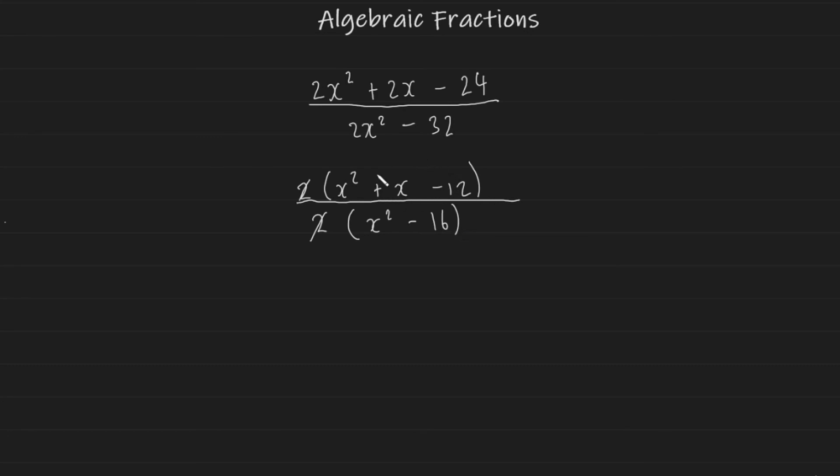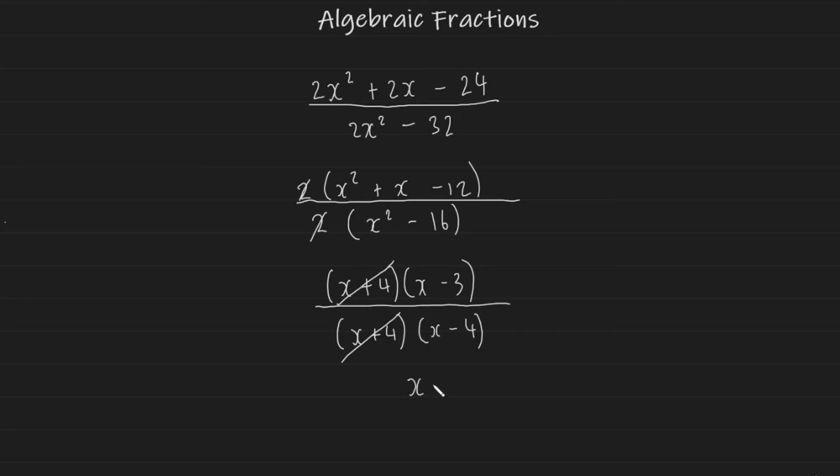Now we can go ahead and factorize these quadratic expressions to give us the following. We'll get this after factorizing the numerator. And the denominator, if you can see what this expression is, it is the difference of two squares. So we can actually go ahead and factorize this one into two brackets as well, x plus 4 and x minus 4. And you can see here that the two x plus 4s can cancel each other out, leaving us just with x minus 3 over x minus 4. And this is the fully simplified form.